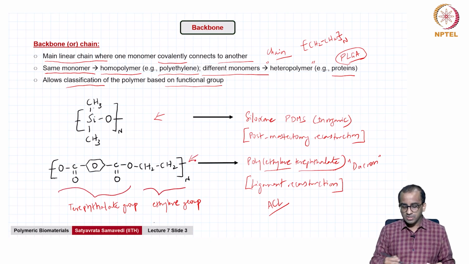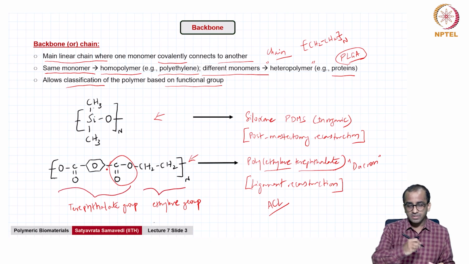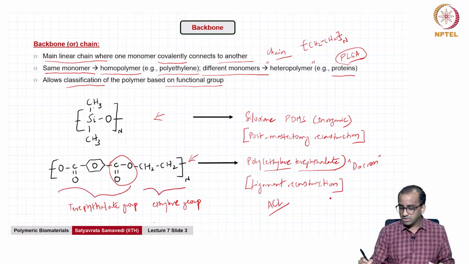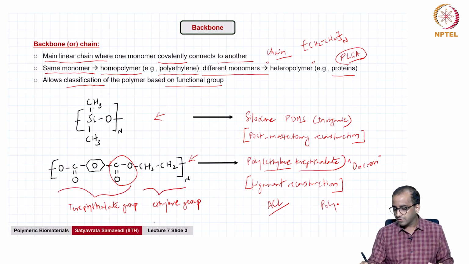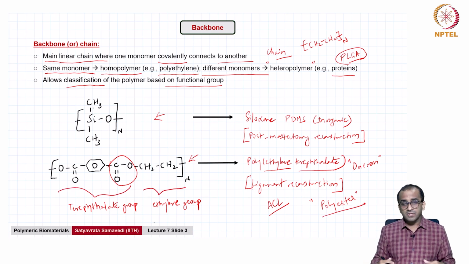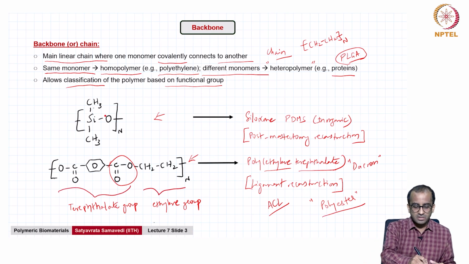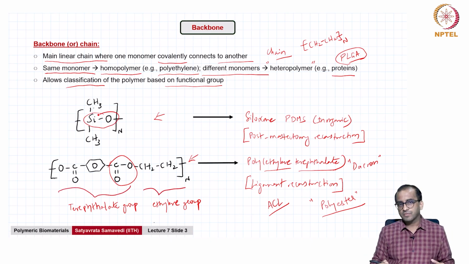and notice that here, because of this group, this now becomes a polyester, which is a classification for the polymer based on the functional group. Likewise, siloxane for this. So the backbone itself allows you to classify polymers based on the functional groups.